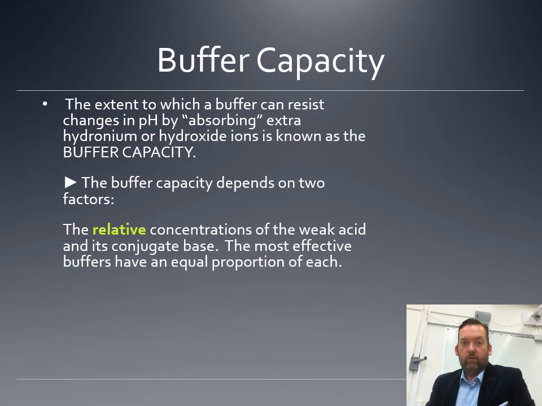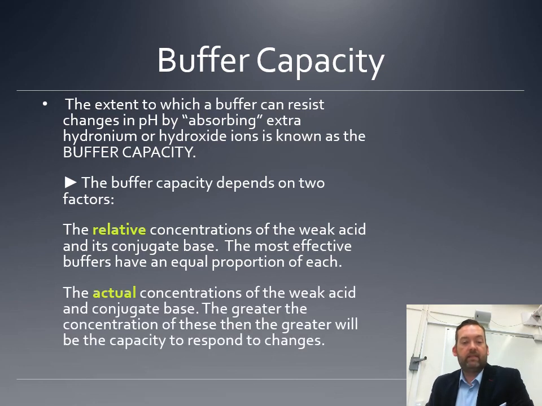We've got a lot more of the conjugate base than what would normally be in a normal weak acid. So a normal weak acid, just a solution of vinegar, for example, isn't a buffer because it hasn't got enough of the conjugate base there. The actual concentration is also important in terms of buffering capacity. The more you've got, the better it works. That's kind of simple maths there.